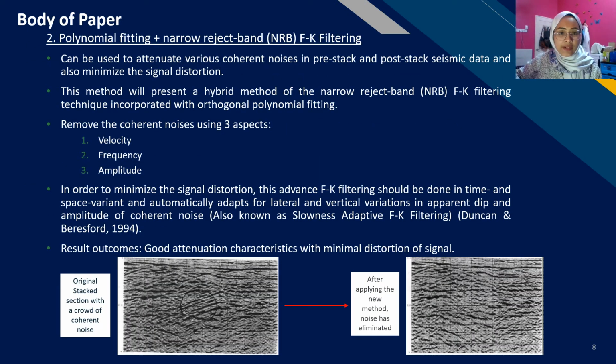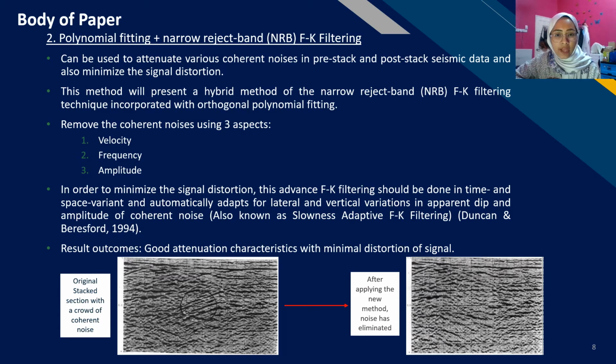The second advanced FK filtering is polynomial fitting plus narrow reject band FK filtering. This method can be used to attenuate various coherent noise in pre-stack and post-stack seismic data. It presents a method of narrow reject band (NRB) FK filtering technique incorporated with orthogonal polynomial fitting. NRB FK filtering removes the coherent noise using three aspects, which are velocity, frequency, and amplitude.